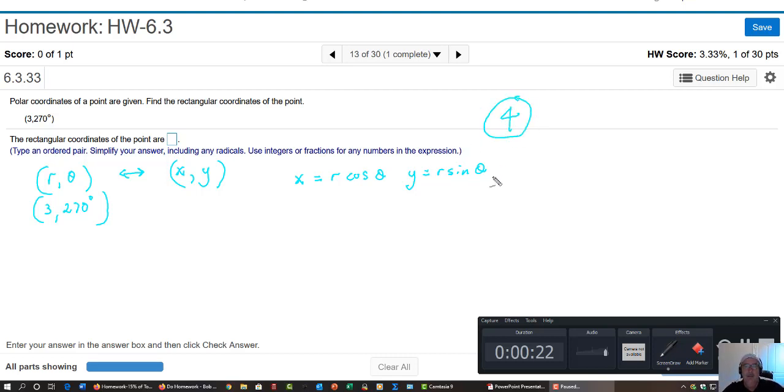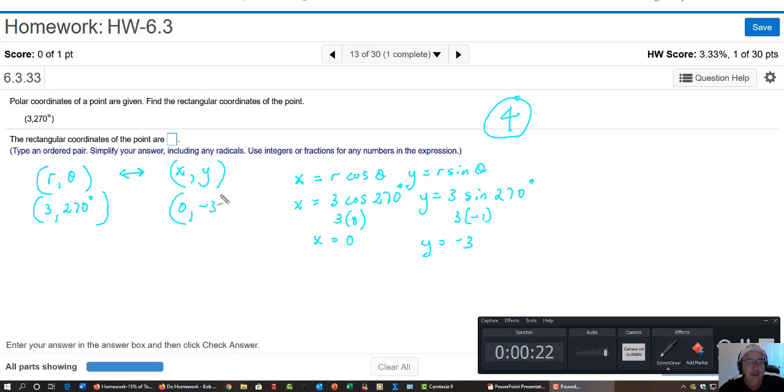So I'm going to shoot up the 4 sign. I'm going to say x then equals r, which is 3, times the cosine of the angle given, 270. y equals 3 times the sine of 270. And again, you must know your unit circle values here. The cosine of 270 is 0, so we end up with 3 times 0. The x coordinate would be 0. The sine of 270 is -1, so y would equal 3 times -1, or -3.